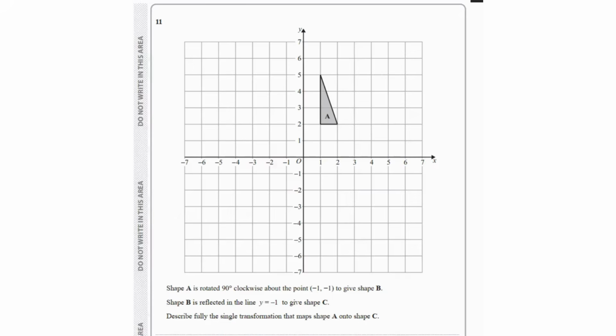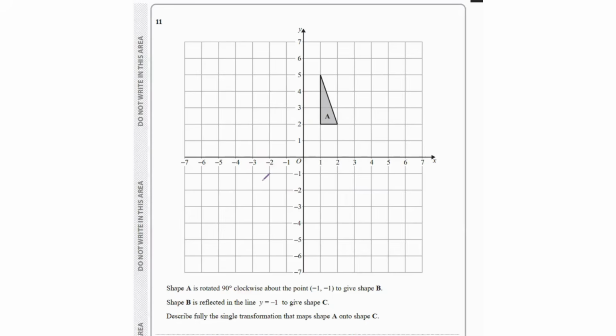Then the next question says shape A is rotated 90 degrees clockwise about the point (-1, -1) to give shape B, where shape B is reflected in the line y equals -1 to give shape C. We have to describe fully the single transformation that is mapping shape A onto shape C. So first, let's find the position of shape B and C.